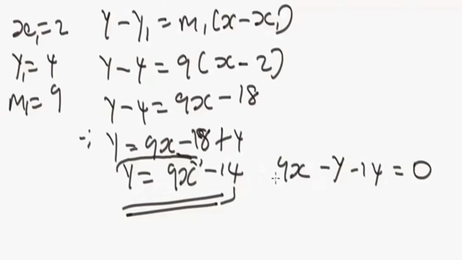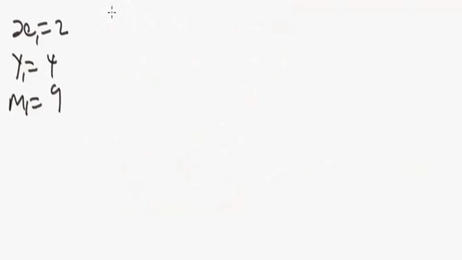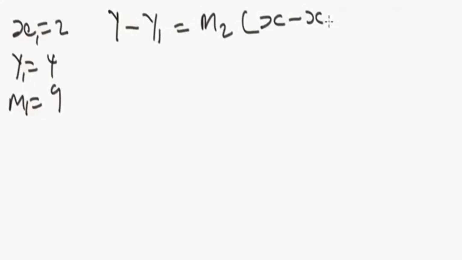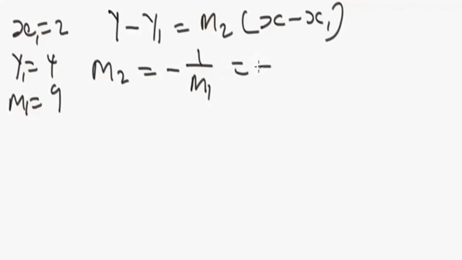Alright, so having known this, let's write the equation of the normal to the curve. For the equation of the normal to the curve, we have y minus y1 equals m2 in brackets x minus x1. Our m2 is the negative reciprocal of the slope of the tangent, and the slope of the tangent we got to be 9. So the slope of the normal will be minus 1 over 9.